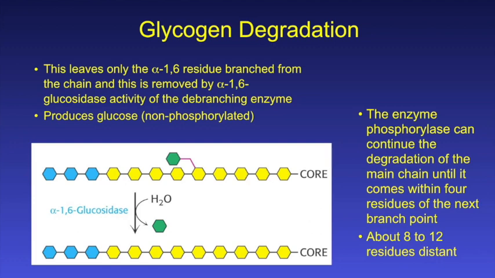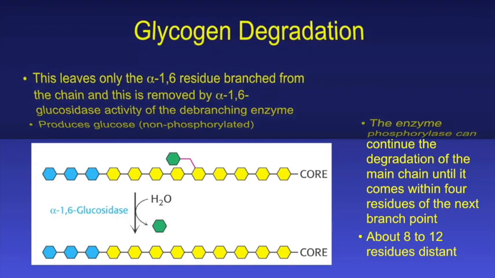What enzyme will phosphorylate that glucose? It's a kinase. Which particular kinase? Hexokinase, the hexokinase of glycolysis. Okay? And so it can then be placed into the systems of how we break down glucose.